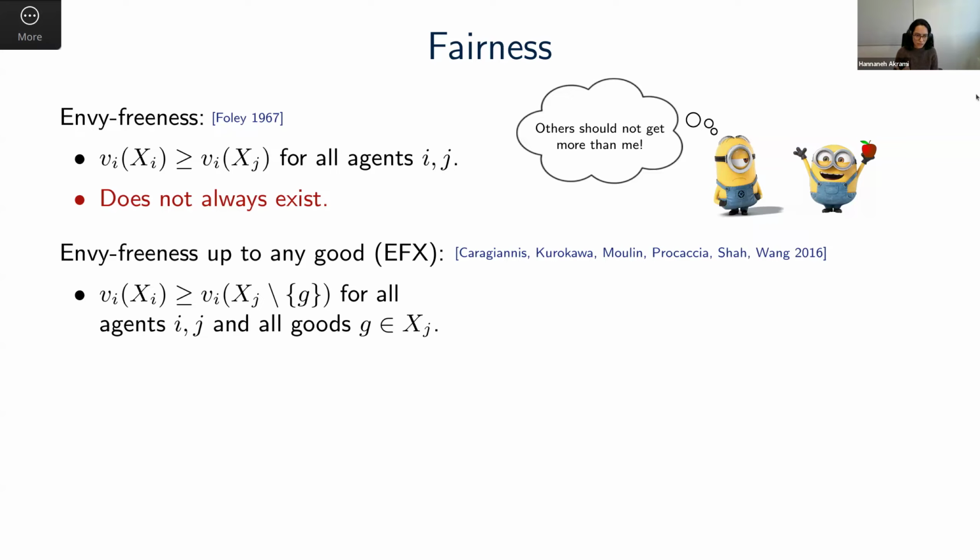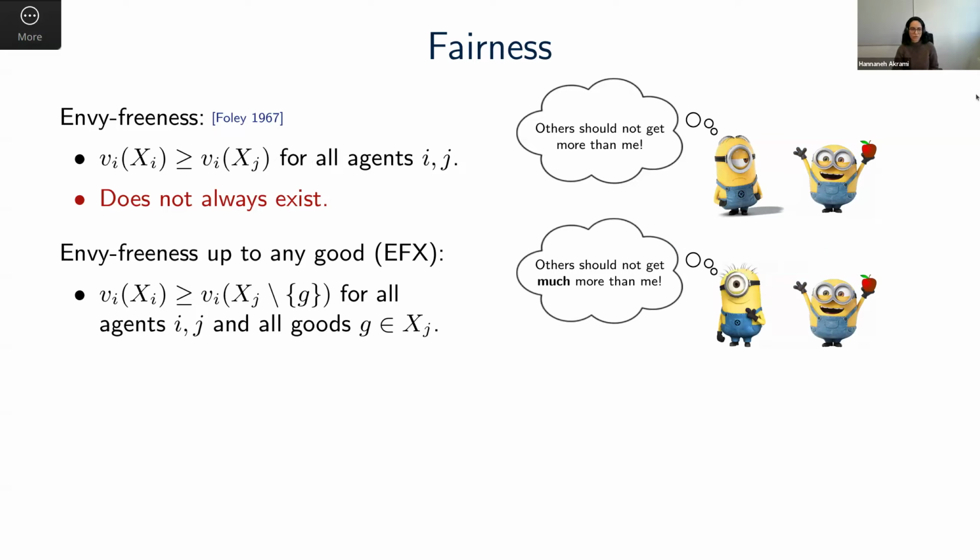So vi of xi should be at least as much as vi of xj minus g for any good g in j's bundle. Thinking of additive valuations, this is basically saying that if I envy someone, this envy must be eliminated if I ignore the least valuable good that they have in their bundle, least valuable according to my point of view. And the counterexample we had previously for envy-freeness is not a counterexample for EFX.